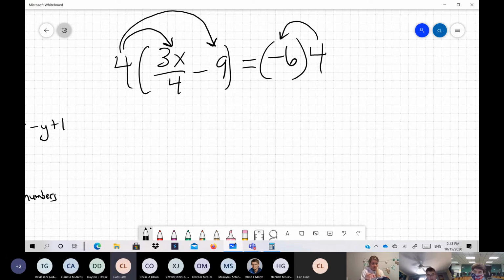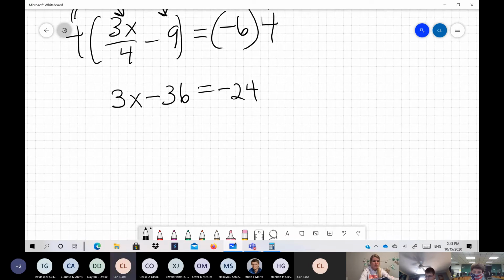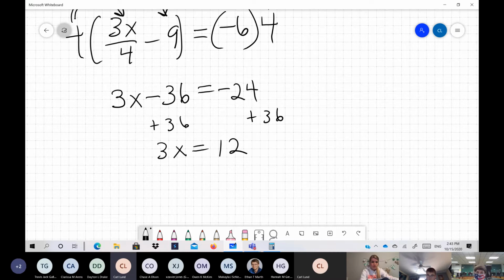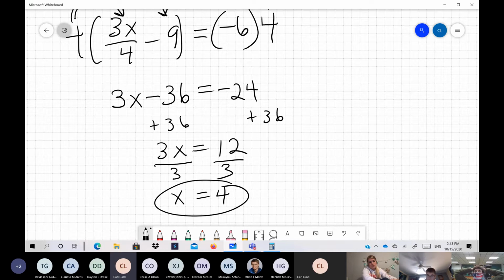And of course, I'm multiplying 4 times -6. So 4 times 3x over 4 is just 3x. 9 times 4 is -36. -6 times 4 is -24. So now I want to add 36 to each side. So I'm going to get 3x equals 12. And then I divide both sides by 3. I get x equals 4.